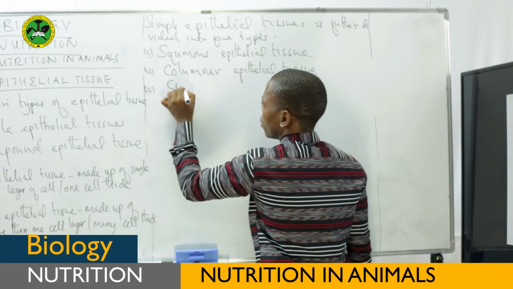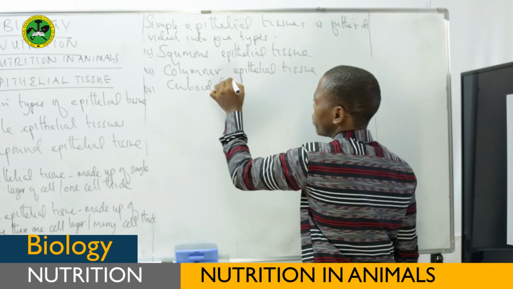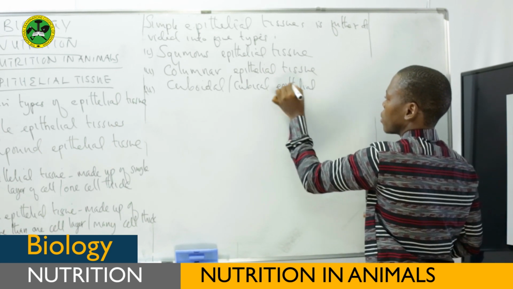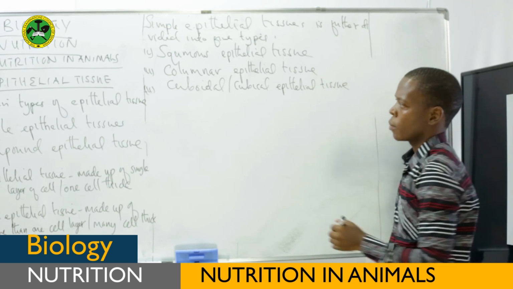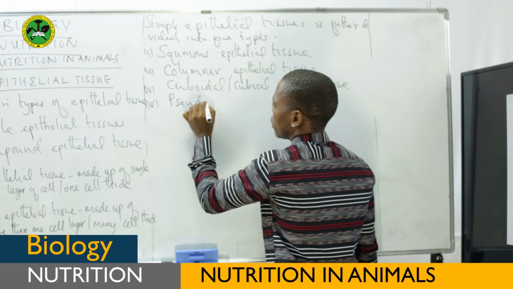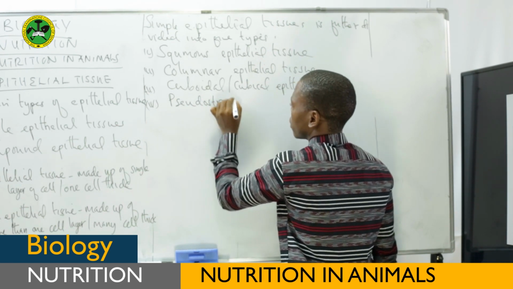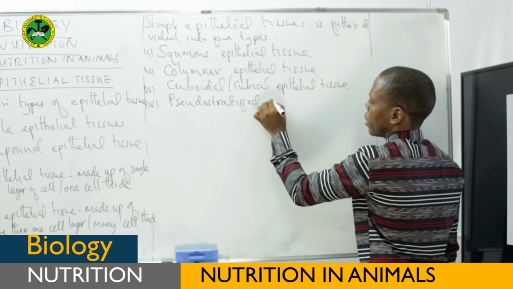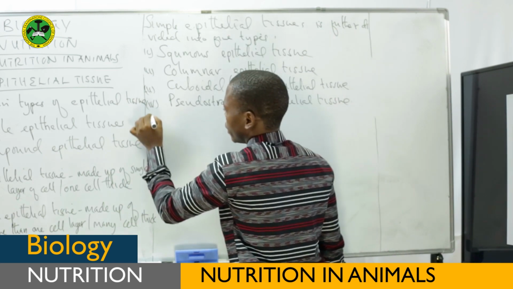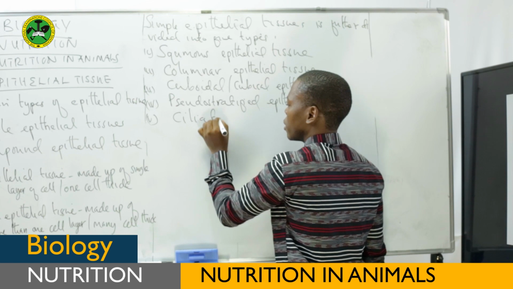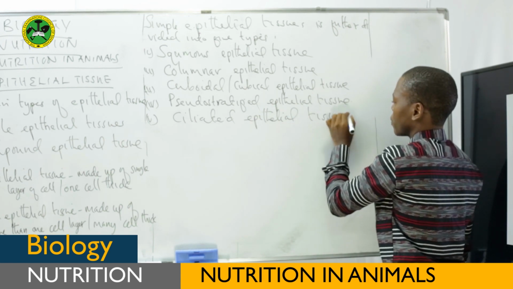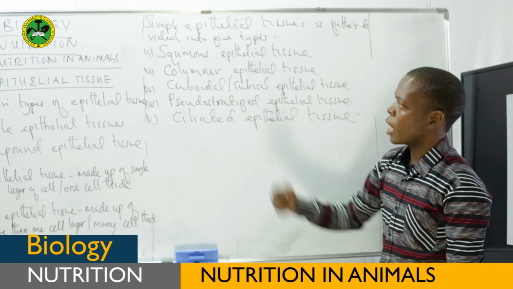Also, we have cuboidal, or sometimes we call it cubical epithelial tissue. Another one is pseudostratified epithelial tissue. And the last one is ciliated epithelial tissues. Okay, the following are the types of simple epithelial tissues.